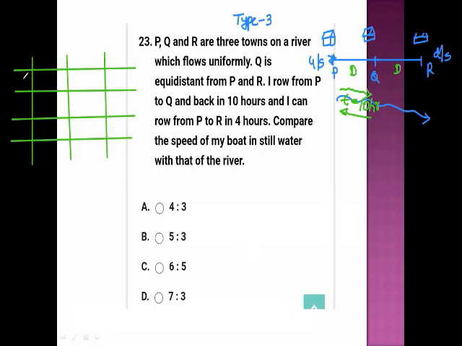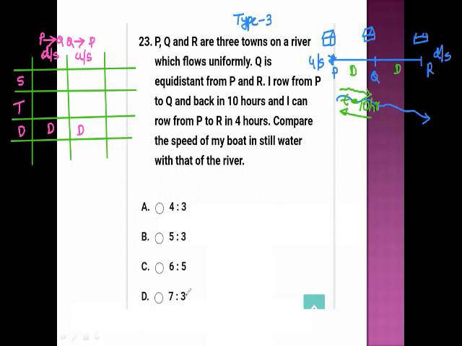He goes from P to Q, and again comes back from Q to P. He will move the same distance. P to Q is the downstream side, sorry, I said upstream earlier, but P to Q is towards the downstream. So Q to P is towards the upstream.